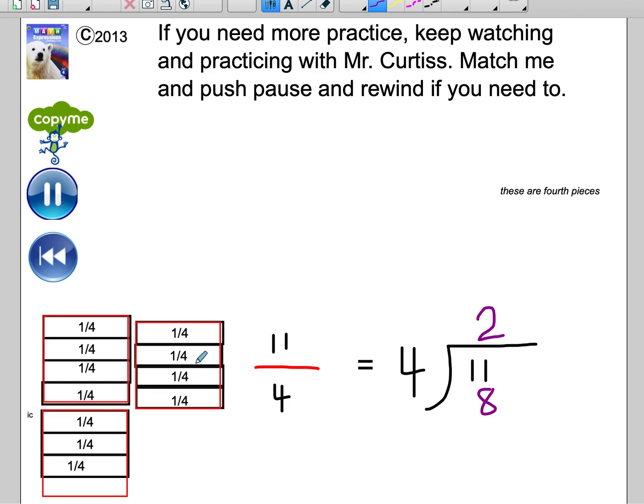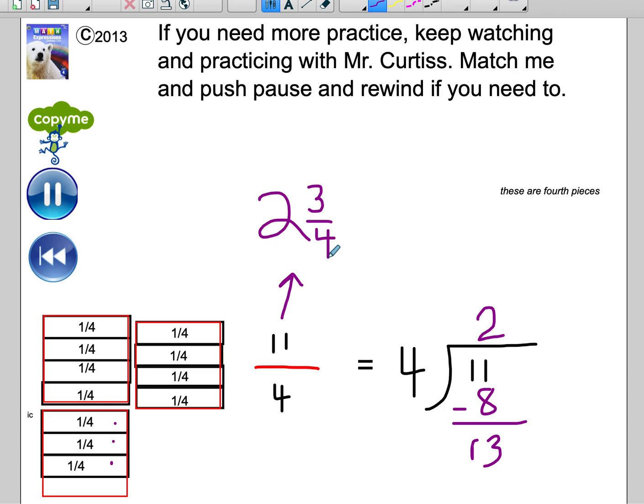4 times 2, this is 8 4ths, isn't it? There's 8 of them, but there's still some left over. So we're going to have to subtract. And let's see, when we subtract, we should get 3. 1, 2, 3. And the denominator tells us the size of the piece. So 11 4ths is equal to 2 and 3 4ths. And remember, the remainder is the extra numerator, and the denominator stays the same.